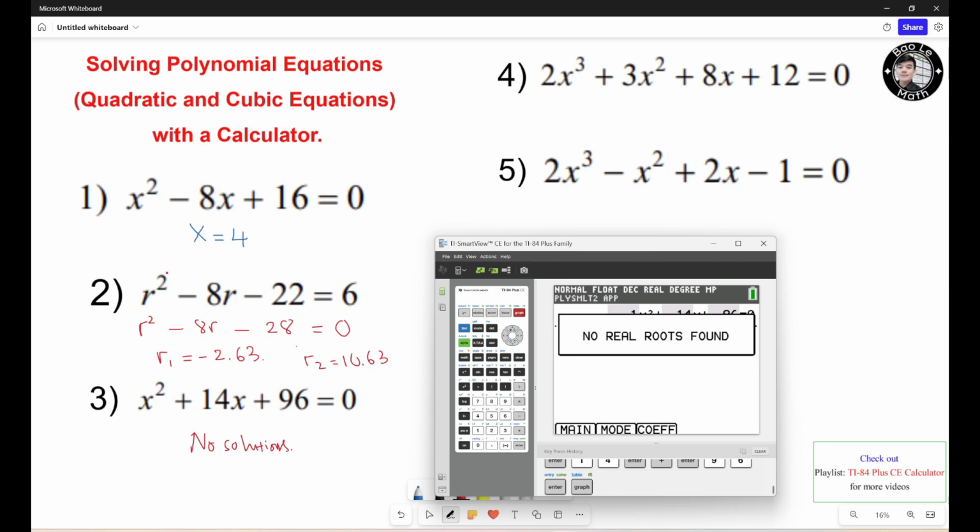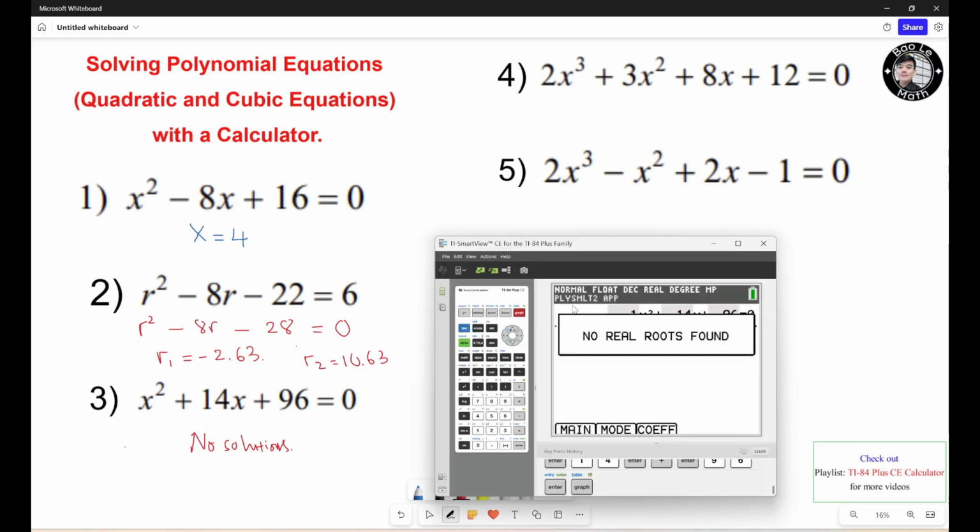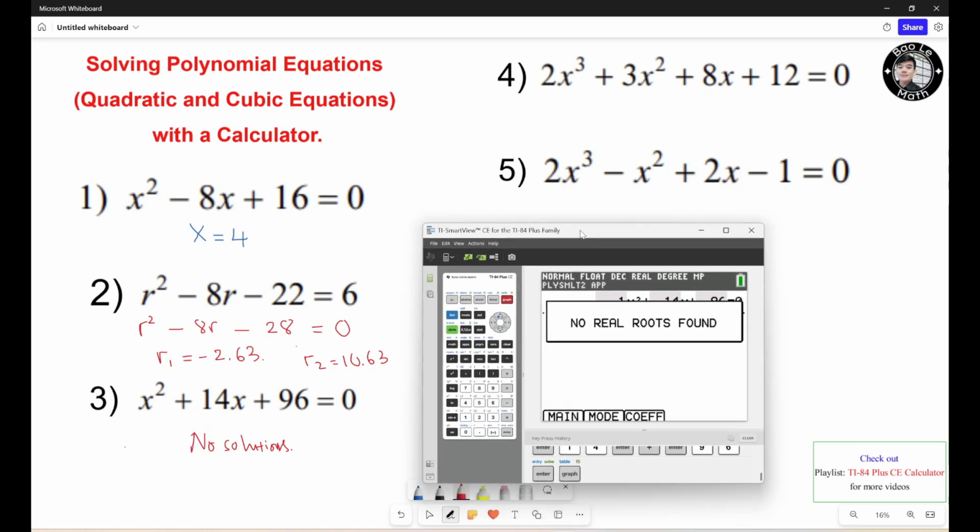So the first 3 questions right here are for Algebra 1 and the SAT test. The first case, 1 solution. The second case, 2 solutions. And the third case, no solutions. Now let's move on to the next one, number 4 and number 5, for Algebra 2.